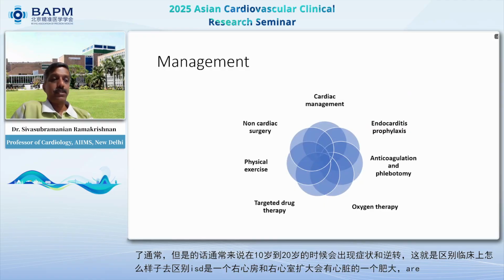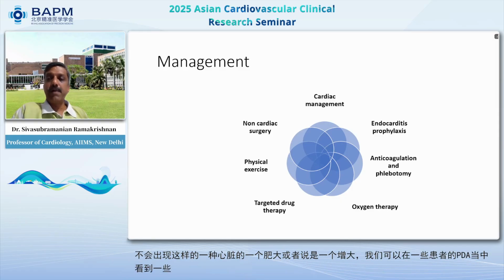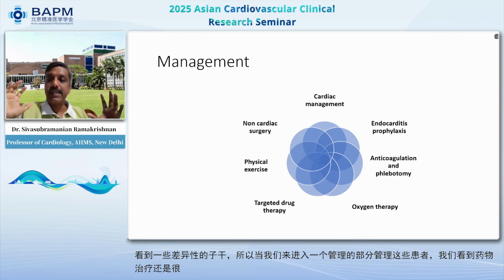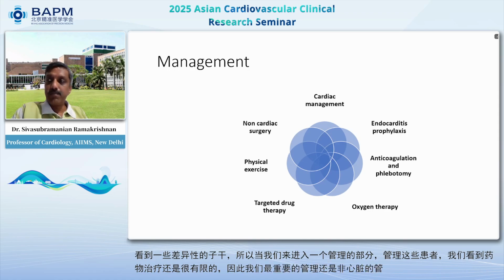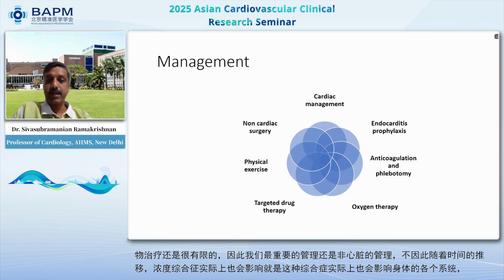So moving on to the management part. How do you manage such a patient? The pharmacotherapy, as you can see, will be very limited, so the most important management is the non-cardiac management. Not only that, Eisenmenger syndrome over time affects almost every system in the body, so the management should focus on a holistic approach to all the systemic care. For example, they may have gout, renal involvement, various other system involvement, brain abscess, and so on and so forth.